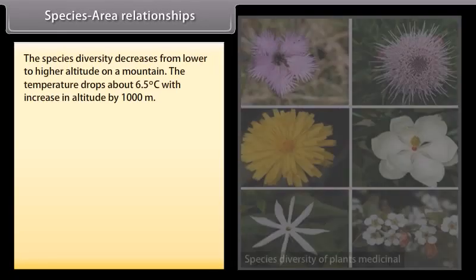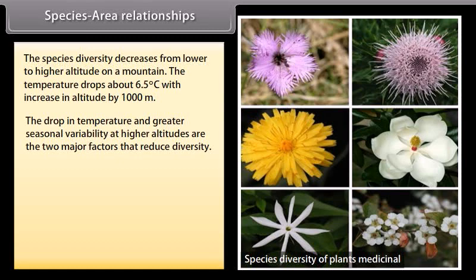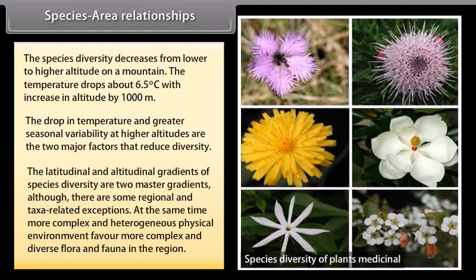Species-area relationships. The species diversity decreases from lower to higher altitude on a mountain. The temperature drops about 6.5 degrees Celsius with increase in altitude by 1,000 meters. The drop in temperature and greater seasonal variability at higher altitudes are the two major factors that reduce diversity. The latitudinal and altitudinal gradients of species diversity are two master gradients, although there are some regional and taxa-related exceptions.